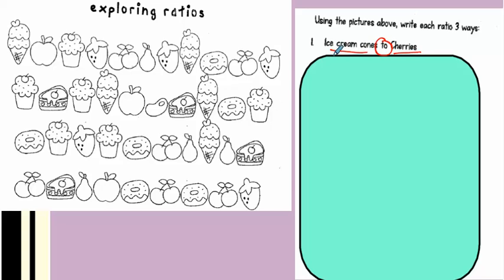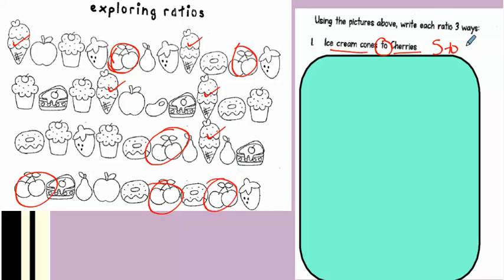I would need to count my ice cream cones first. 1, 2, 3, 4, 5. So 5 ice creams to, and then my cherries. There's 1 set, 2, 3, 4, 5, 6 sets of cherries. So 5 to 6 sets. Okay, if you put 12 there, I guess you could because there's 2 of them for each one.